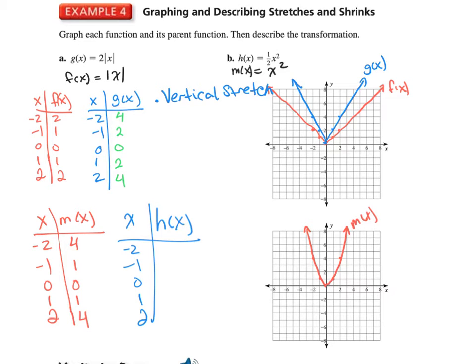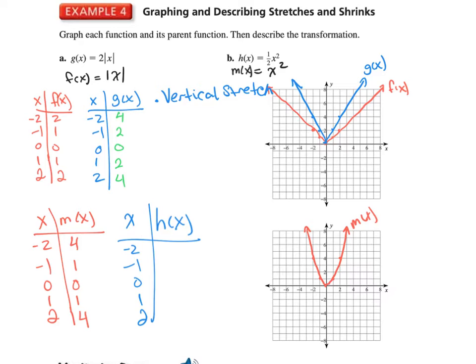And what this is doing, if you look up here, we're going to take x squared, and then we're going to take half of that. So since we're picking the same x values, this is already x squared, so I can just take half of that, okay? Or you can do the math again in your head. It's really up to you, okay?